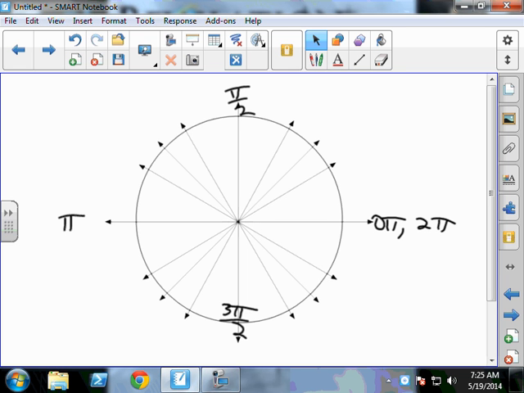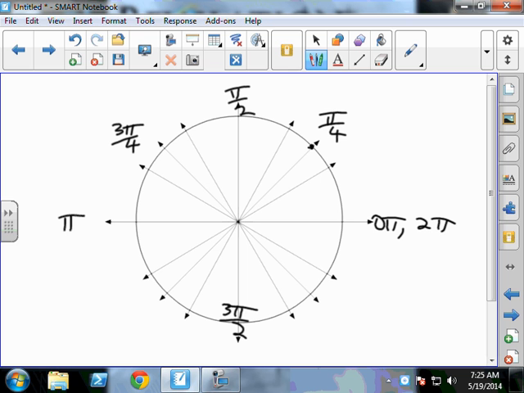Now let's go and bisect each of these. So halfway between 0 and 1/2 is a fourth. So this is going to be pi over 4. Halfway between 1/2 and 1 is 3/4. So this will be 3 pi over 4. Okay. So here's where it gets tricky.